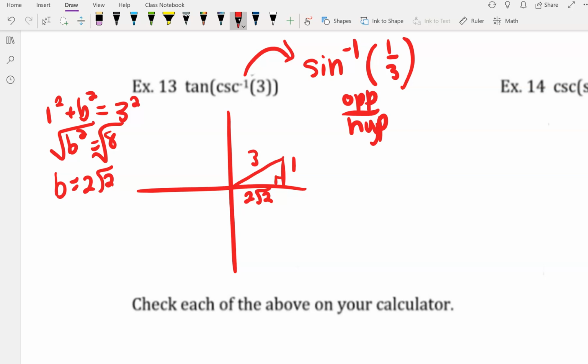And then we need to find tangent of this triangle. Tangent is opposite over adjacent. So opposite of theta is going to be 1 over adjacent, which is 2 root 2. Can't leave an answer like that. I need to rationalize the denominator. So I'll multiply top and bottom by root 2. End up with root 2 over 2 times 2, which is 4, which will be our answer.